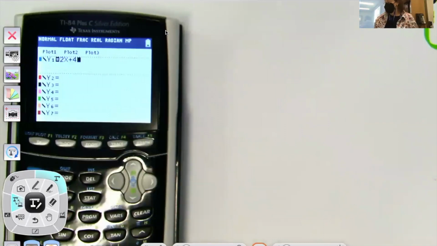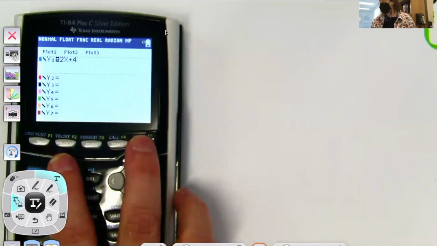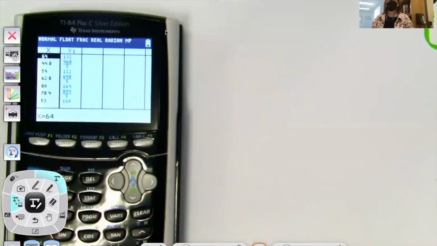Okay, now second graph or second table, because the word table is right above the word graph. Second is in blue, table is in blue. So second table takes you to the XY table.